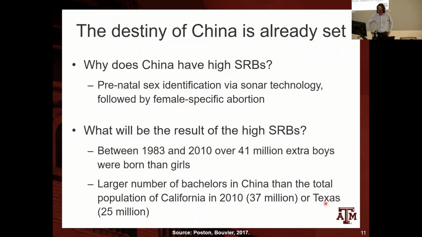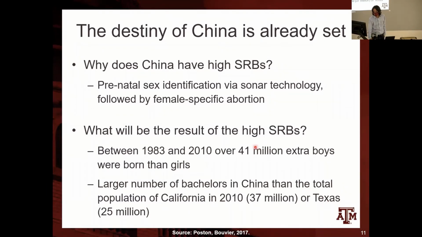So the destiny of China is already set. It's discussed in the textbook. Why does China have a high sex ratio at birth? Exactly what I mentioned before: prenatal sex identification via ultrasound, followed by abortion if women were pregnant with a daughter.